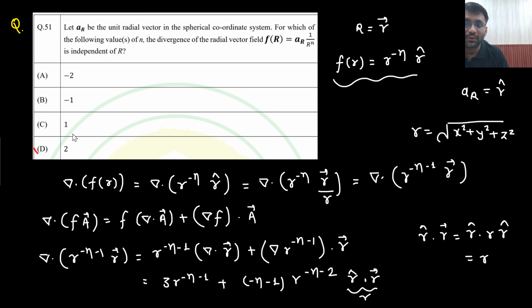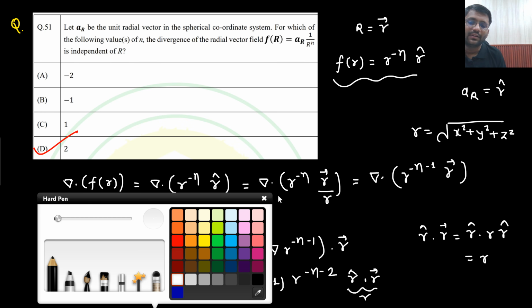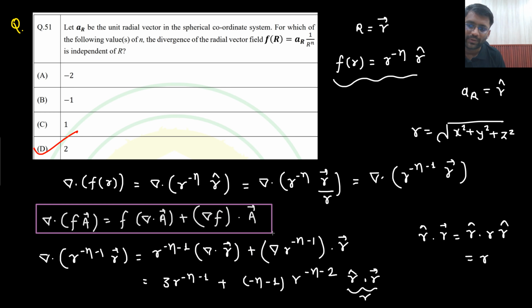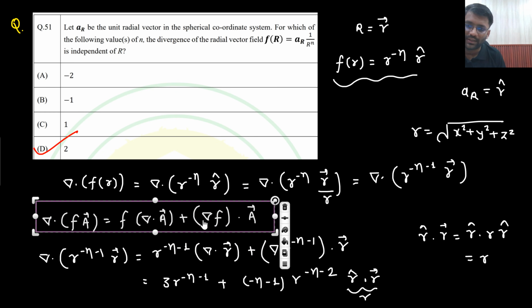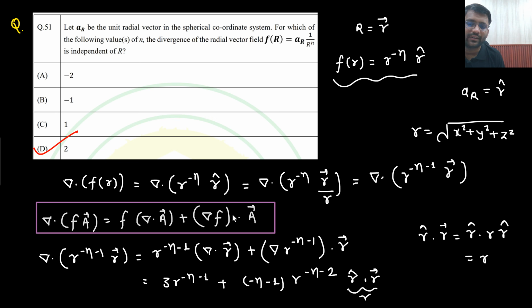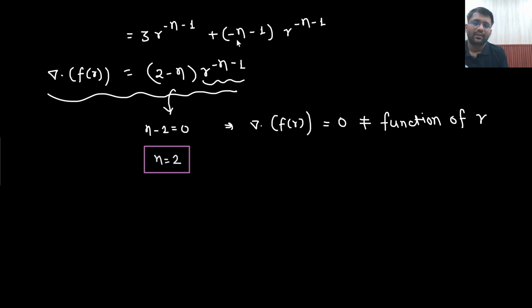Okay, it was considered a good question when it came in the examination hall, but since we know this particular property, everything is a cakewalk for us. This property we already know: f you take outside, then del dot of f a, del will say that I will deal with f, then dot product with a. So similarly you solve it, you got the answer. Okay, let's go to the next question.